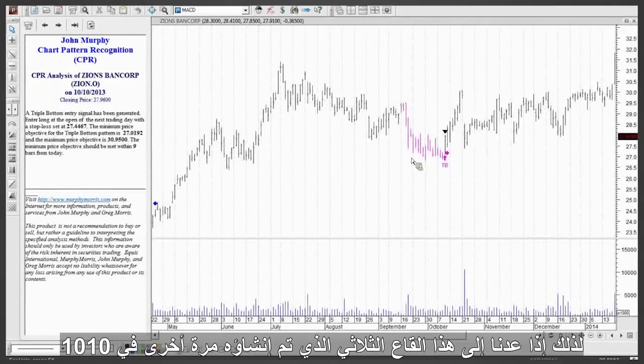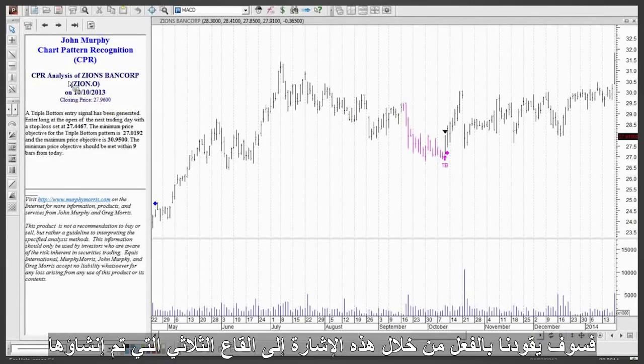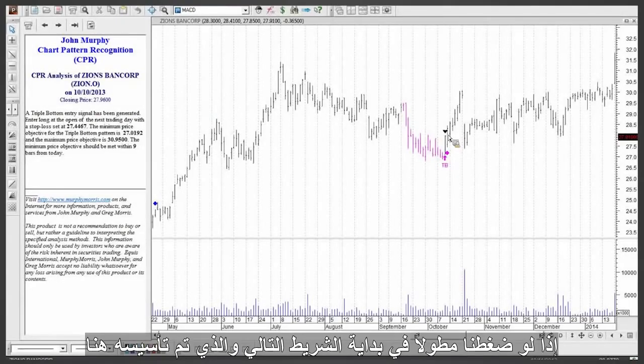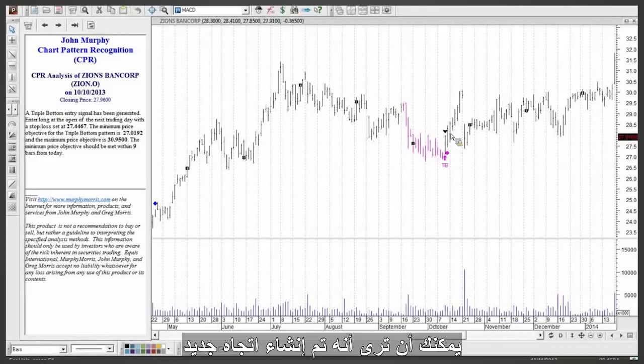Okay. So if we go back to this triple bottom signal that was generated back on 1010, it will walk us through this. A triple bottom entry signal has been generated. Enter long at the open. So if we had entered long at the open of the next bar, which was established right here, you can see that a new trend was generated.